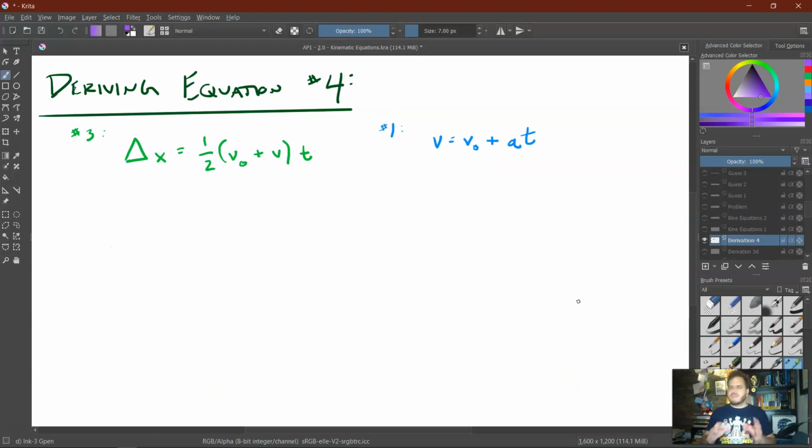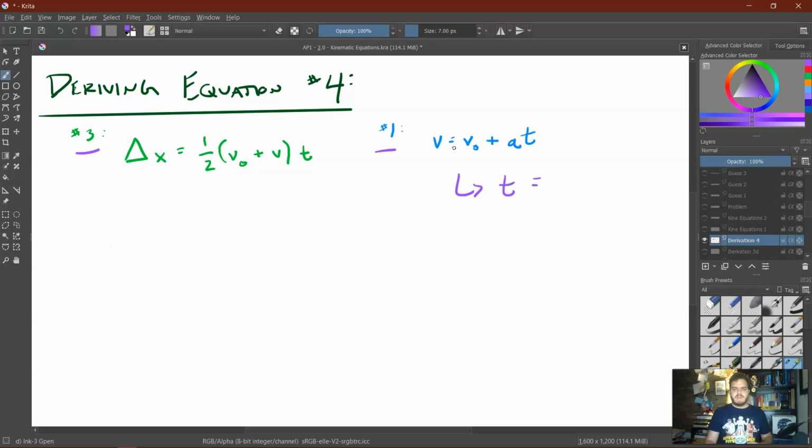For the final kinematic equation, we're going to go in a slightly different direction. We're not going to start with the graph, but instead we're going to start with two equations we already just derived, number 3 and number 1. So if I look at these, I actually am going to start over with this one for a second, and I'm going to rearrange it in terms of t.